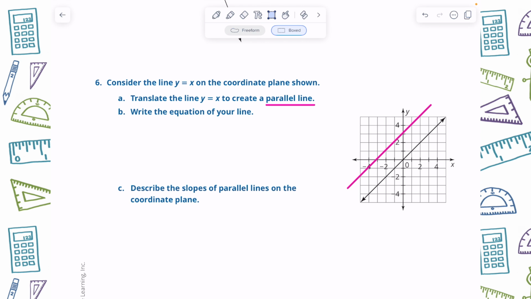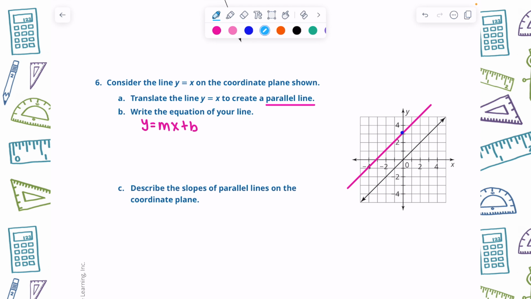Part B says to write the equation of your line. So think back to Algebra 1 last year. When you write equations of lines, most of the time we write them in slope-intercept form. So that's going to be y equals mx plus b. So if we look at our line, remember b is the y-intercept, so that's where it crosses the x-axis. So our line that we just did right here crosses the x-axis at 3. So our y-intercept is 3, and then m stands for slope. So m is the slope.